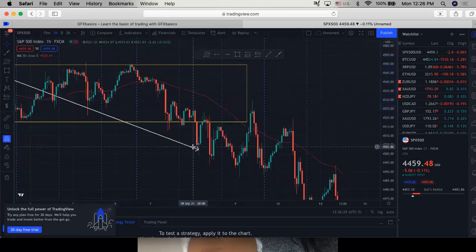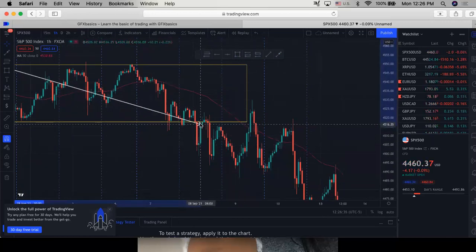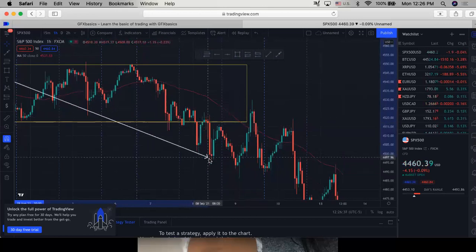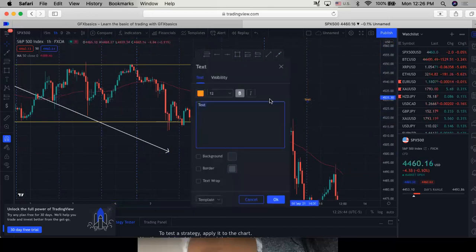Okay, so with this box strategy, you wait on price to break outside of the box and then you can get in. Or you wait on price to break outside of the box, wait for a retest, and then you can get in. So let's just write it out for you guys so you have this.